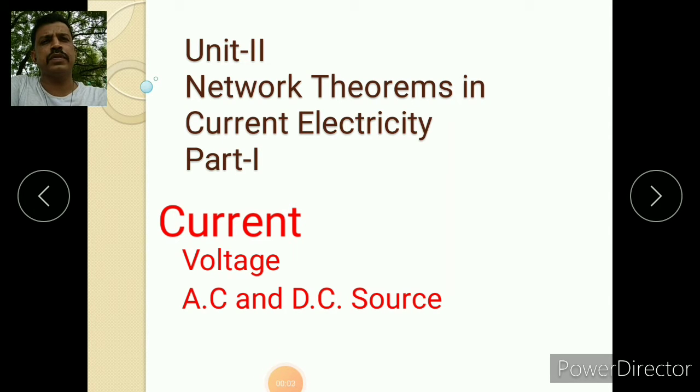Hello friends, now we start our second chapter, network theorem in current electricity. Part first. In this part first we see what is meant by current, voltage, AC and DC sources.